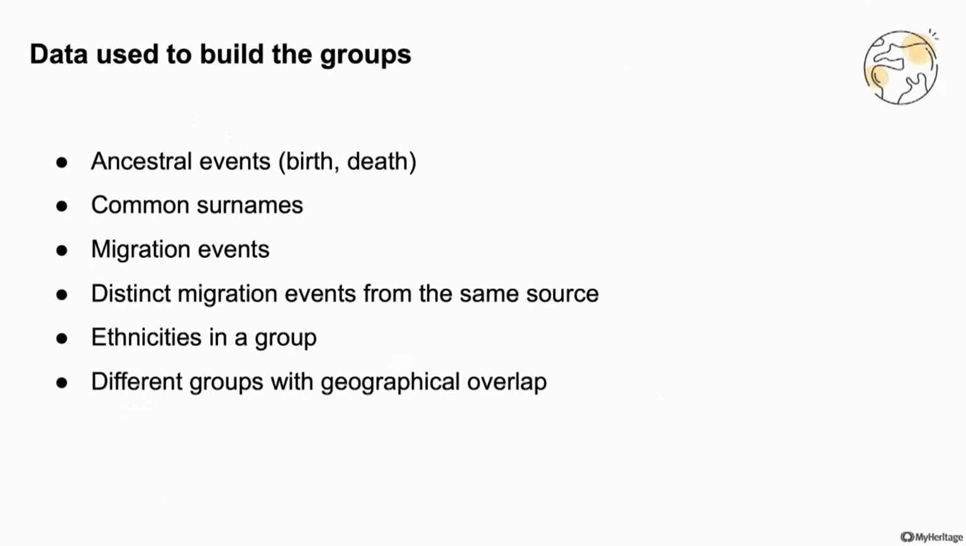So we looked at the ancestral events, the birth and death facts. We looked at common surnames, which in some cases can hint to a specific population or a specific group of people. Migration events, we looked at whether people moved from one place to another. We can see that as the generations go by, or sometimes if a person was born in one place but died in another, maybe they moved, and if the numbers are high enough and appear in enough trees, that might lead to a migration event for that group, a group of people who have moved from one place to another at a certain point in time.